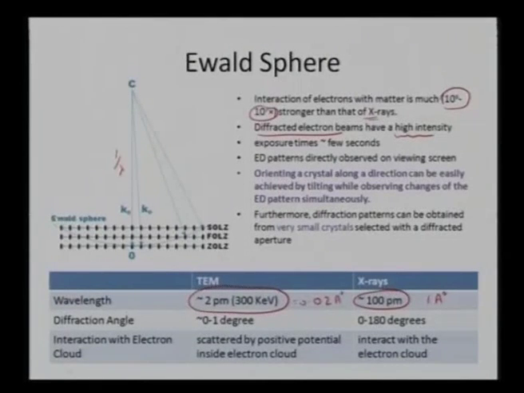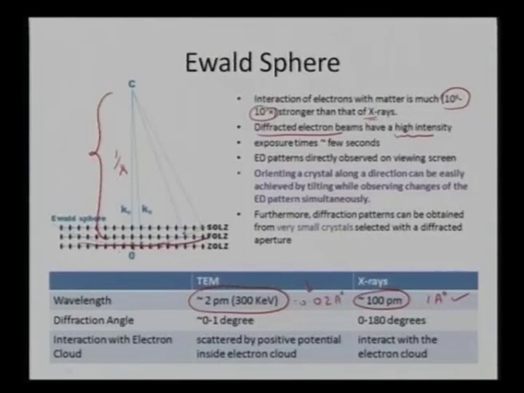So I can see that the wavelength is much higher in X-rays, but in TEM my wavelengths are very small. So eventually for the Ewald sphere which is being formed, my 1 by lambda is very large, so I get a much bigger radius for the Ewald sphere. That makes the Ewald sphere much flatter. So instead of touching only a few points, once my Ewald sphere becomes much flatter, more points start interacting with it and they produce a diffraction spot.